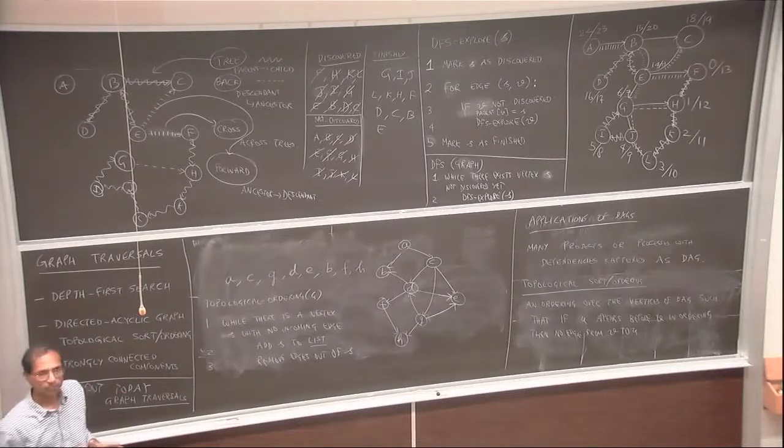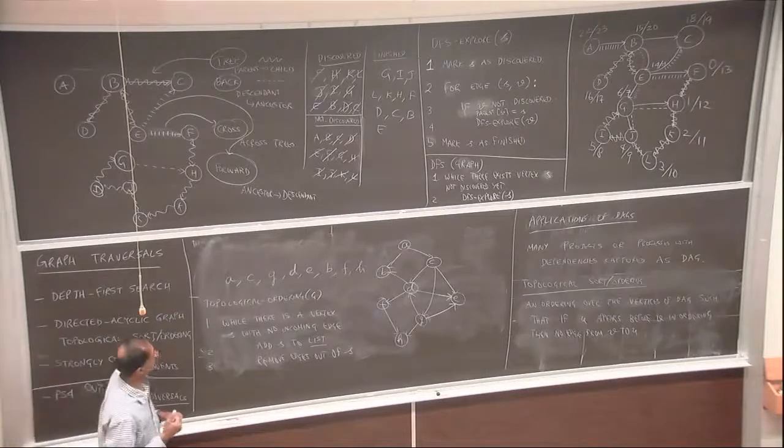Any questions? Yes? What is the source vertex again? A source vertex is the vertex that has no incoming edge. It has only edges going out. So it's a source. There is nothing coming in. A sink vertex is nothing going out.